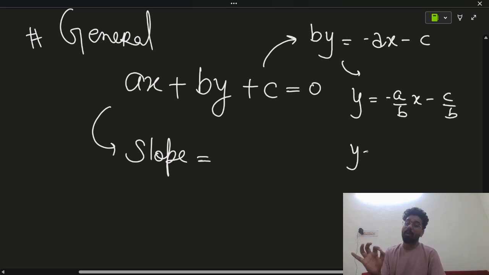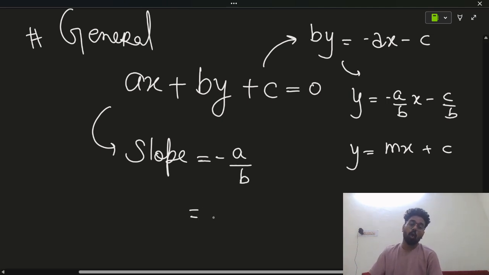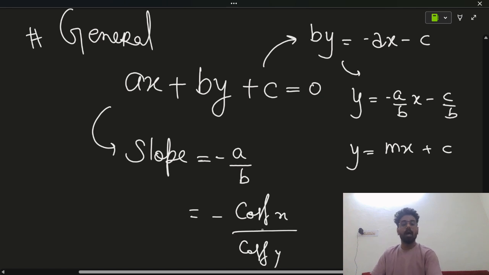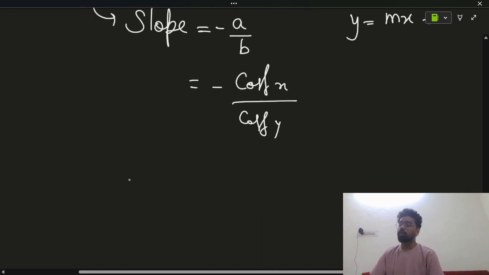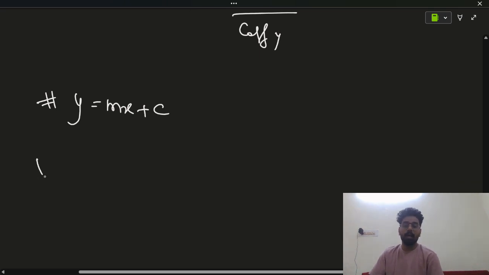It's the same as slope intercept form, y is equal to mx plus c. Don't get confused. This is c, this is c. No, they are different c's. So from here we can compare. Slope is minus a by b, which I can also write as minus coefficient of x divided by coefficient of y. If you want a slope intercept form, it's simply y is equal to mx plus c.